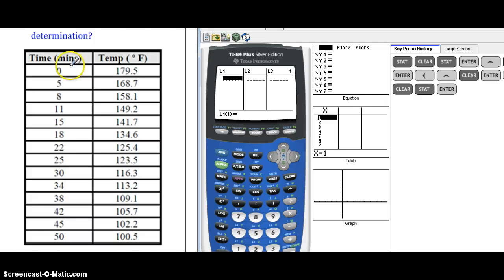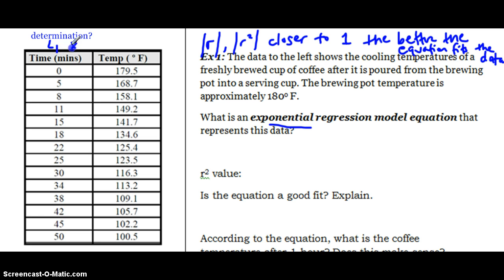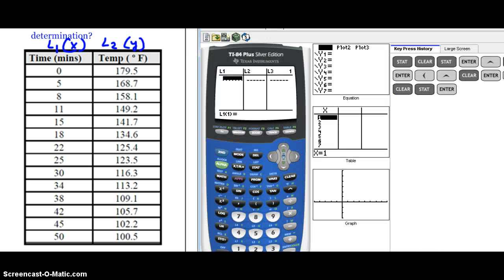So in this case, our independent data is the time. The time is going to keep ticking along, and depending on how much time you have, will be how cool the coffee will get. So this will be our L1, our X data will be our time. And our temperature will be in L2, our Y, our dependent variable. So go ahead and pause the video and input that. Make sure you check it and then bring it back.